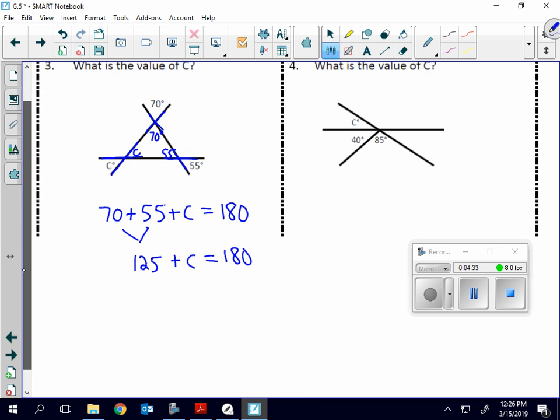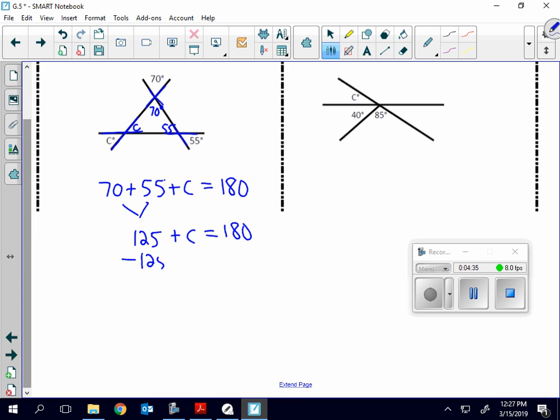And when I subtract 125 from both sides, I get that C is 55 degrees.